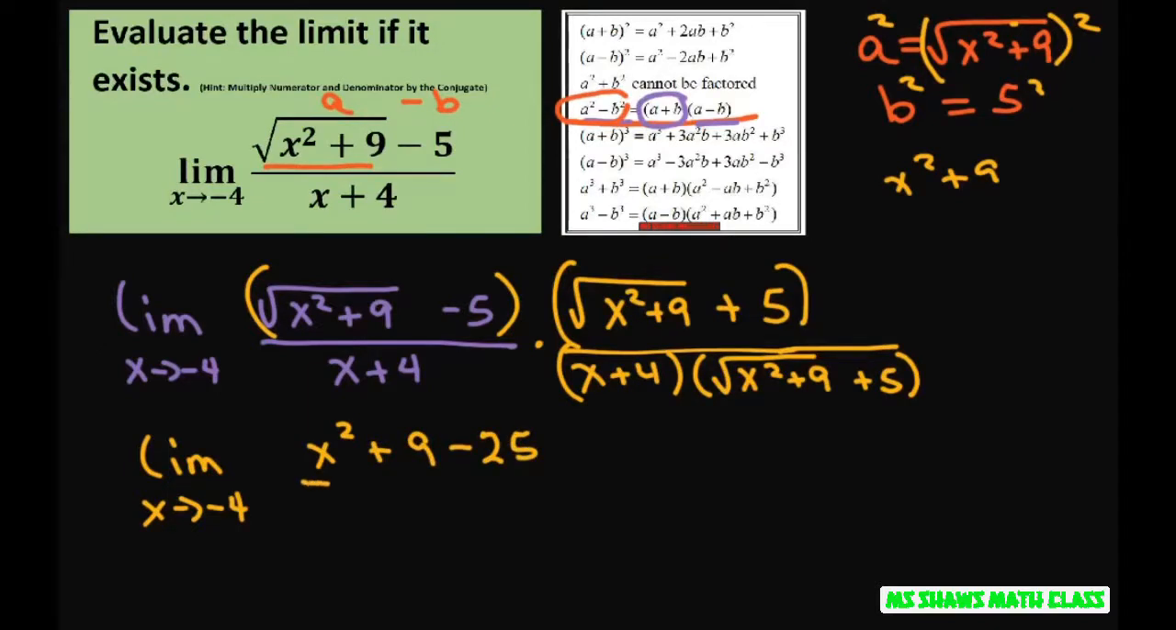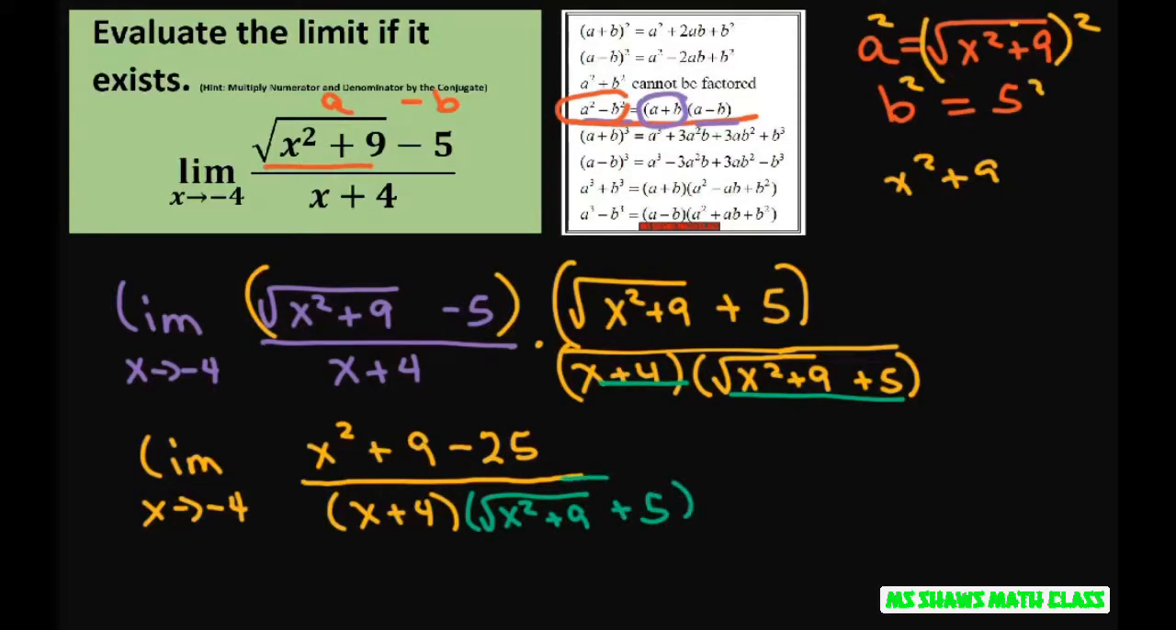And then go ahead and copy down your denominator. And that's going to be x plus 4. You don't want to combine these. That would be a mess. We're trying to get rid of this x plus 4. That's our goal. So you have square root of x squared plus 9 plus 5. All right. Now this is going to be -16.